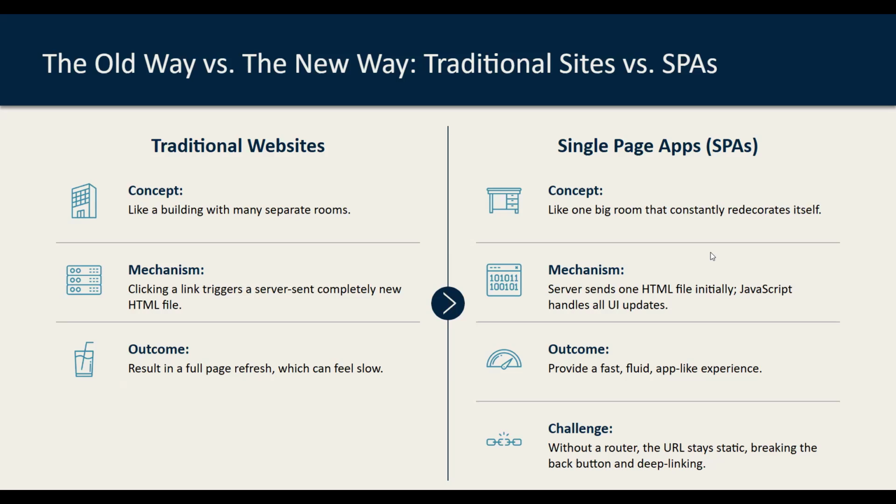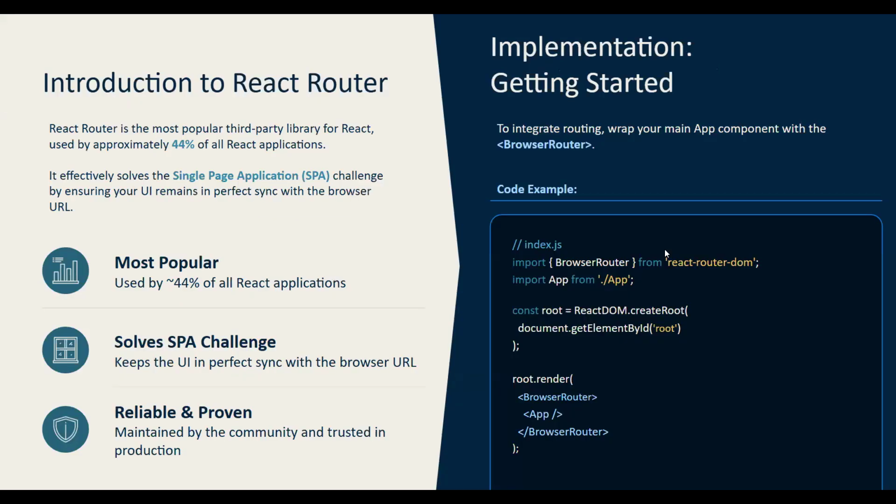The challenge with single page apps is that without a router, the URL stays static. That creates problems because the back button may not behave the way users expect, and it also makes deep linking difficult. So React Router solves that by keeping the UI and URL in sync, which makes navigation feel natural and much easier to manage.